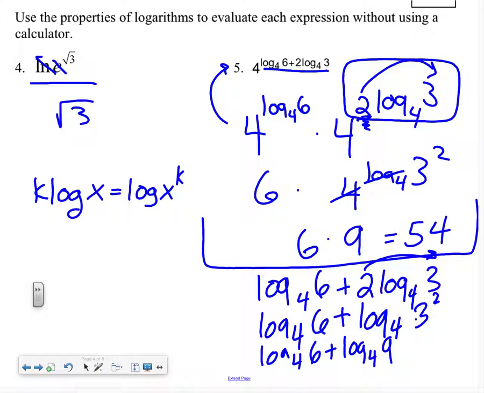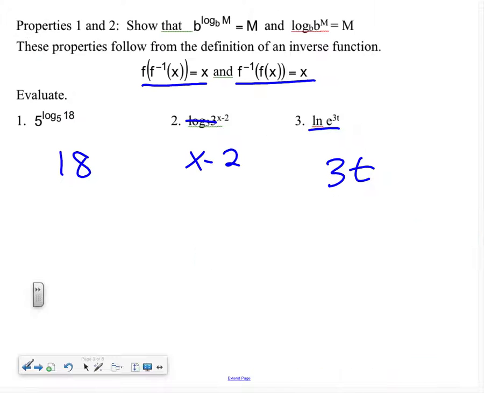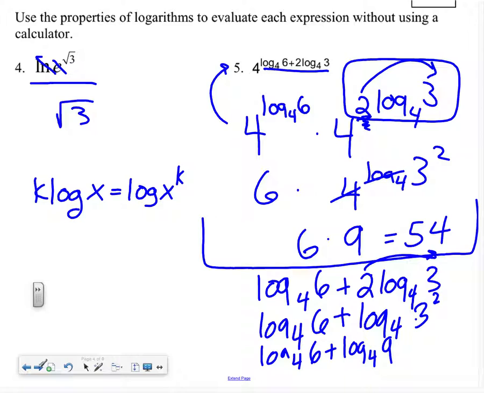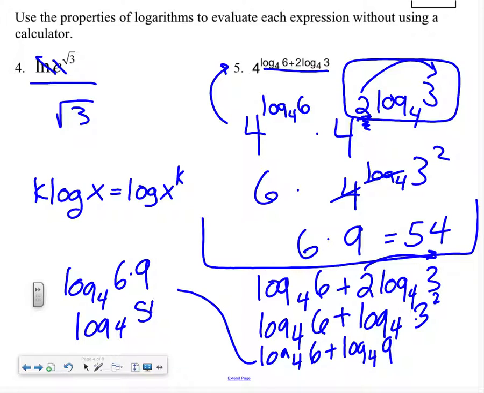Now, there's a rule for sum of logs. Do you remember what it was? Let's go back and look. Which rule has a sum of logs in it? 3. The sum turns into a product. It's just the log of their product. So we're going to use that. This would be log base 4 of 6 times 9, which is 54. So I can replace that in my expression. What I have is 4 to the log base 4 of 54, and guess what that is?